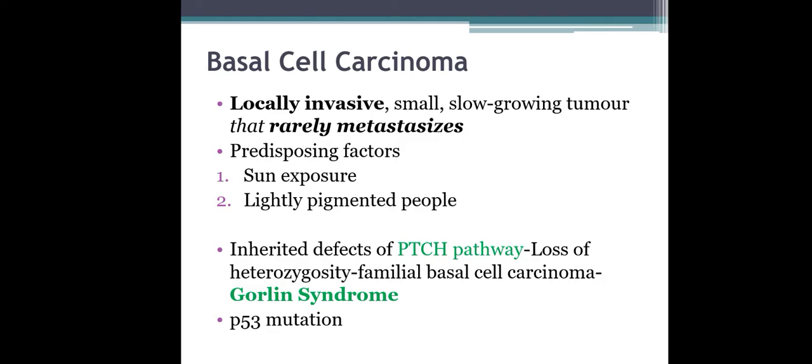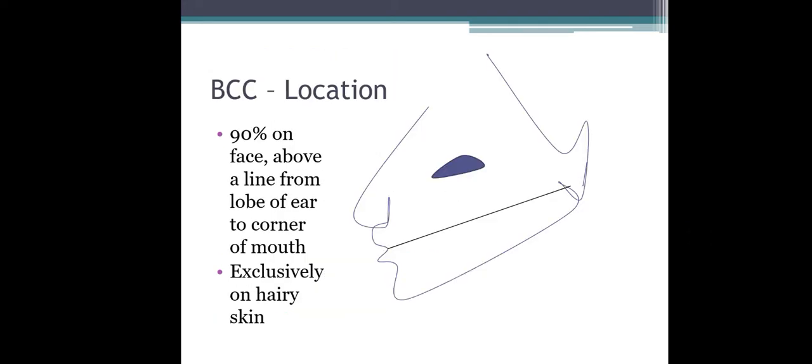metastasize. And here also there are a few predisposing factors: sun exposure and lightly pigmented people. Some of the genetic factors associated that you can remember is the PTCH pathway defect, the patched pathway defect. Usually that is seen as a familial condition known as Gorlin syndrome, in which there is an inherited germline defect in the PTCH pathway. Just remember these names, that will be fine. In addition, the patient will also have other mutations like P53. So that is the risk factor and genetics of basal cell carcinoma.